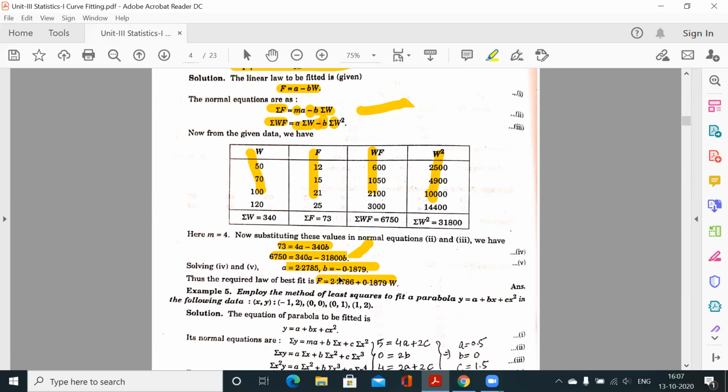So this is your answer. F is equal to, A is 2.2 minus B, and B is negative, so minus into minus 0.18 plus 0.8. W is equal to, so this is our answer.